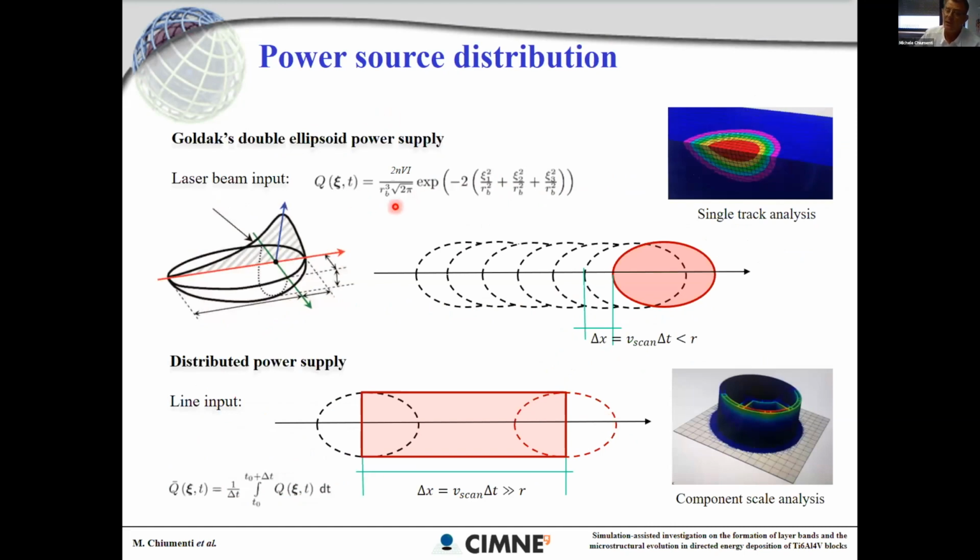This is given in terms of a Goldak double ellipsoidal power supply, but take into account that when you are working at the single track analysis, you typically make this source moving in a very slow motion, but at global level, meaning at component scale, the time steps are much larger, so you typically use an average distributed power distribution.